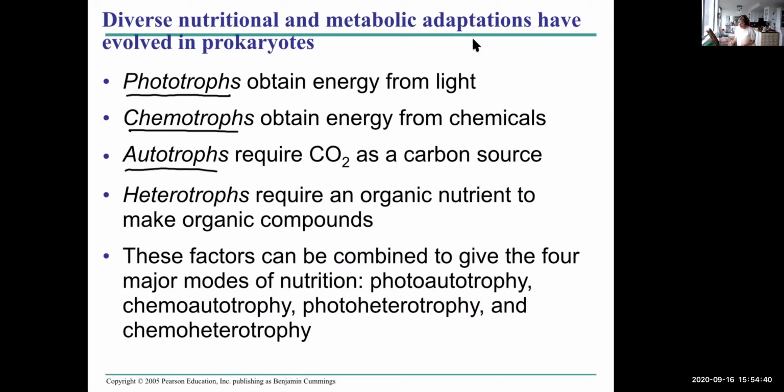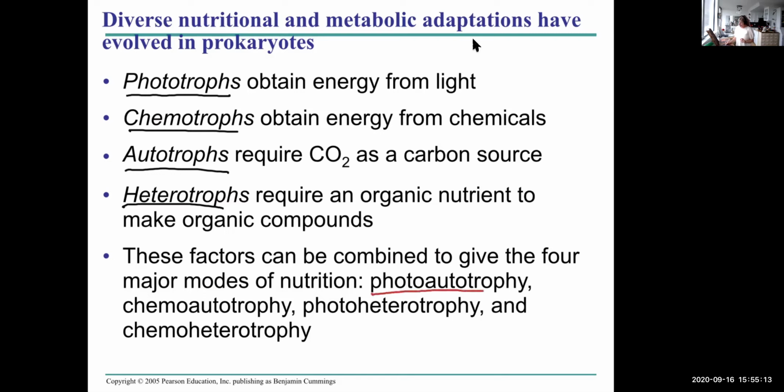An autotroph requires carbon dioxide as the carbon source. So plants are autotrophs. Indeed, a plant is a photoautotroph. Heterotrophs require organic nutrients to make organic compounds. So you and I are heterotrophs, so we have to eat our fruit and vegetables in order that we get our nutrients. So we can combine those to give the four major modes of nutrition.